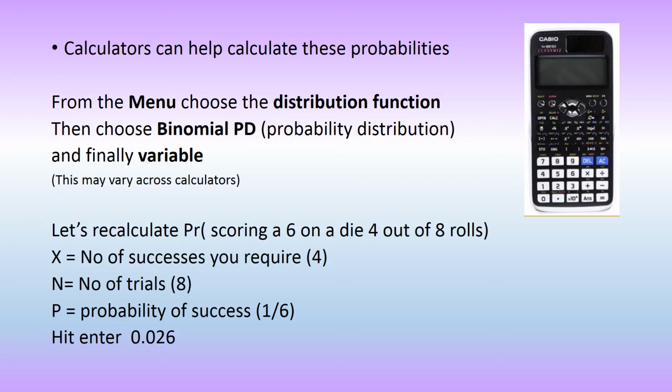So let's recalculate the probability of scoring a 6 on a die 4 out of 8 rolls. Now on your calculator, the function is asking for 3 things: x, n and p. Now x refers to the number of successes that you require. In our case we want 4. We want 4 6s out of 8 rolls. The number of trials, we are going to roll it 8 times, so that's 8, and the probability of success, the probability of getting a 6, is 1/6. So that's what we're going to put in there, and then you're going to hit enter or equals, and hopefully you will get 0.026, just as we found before.